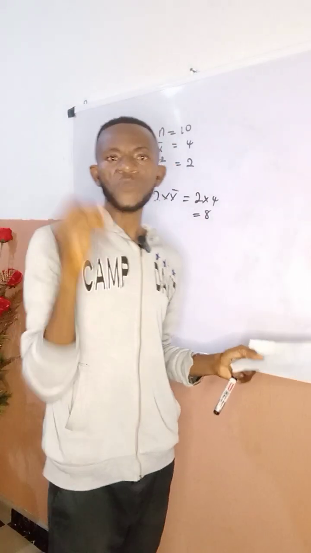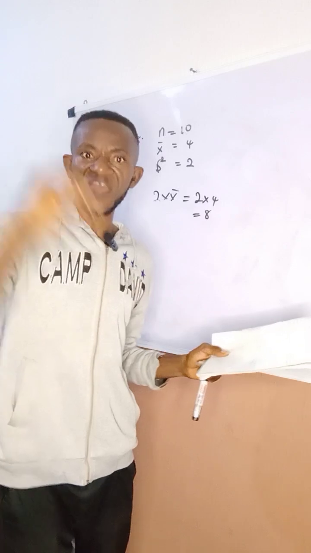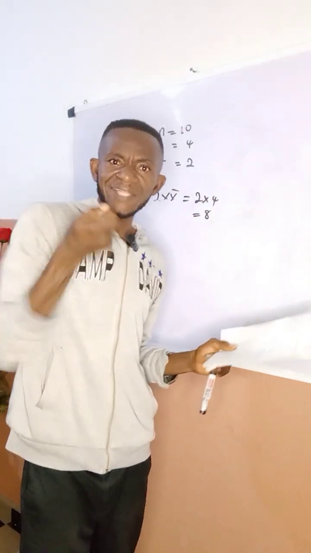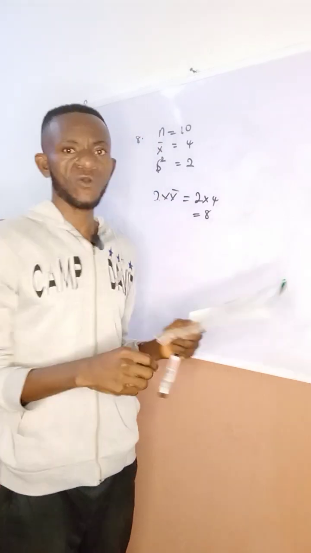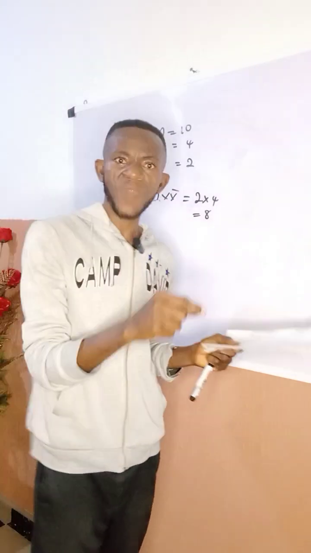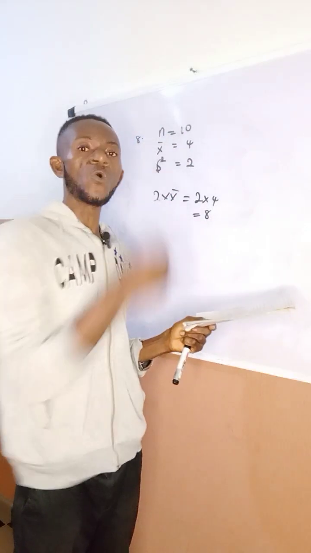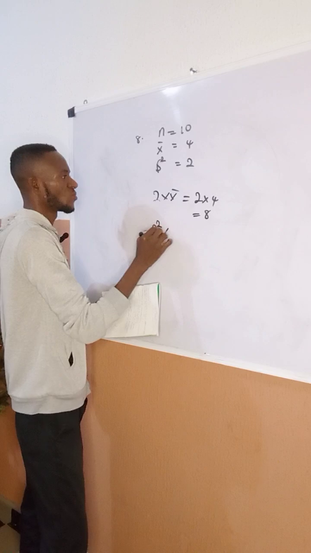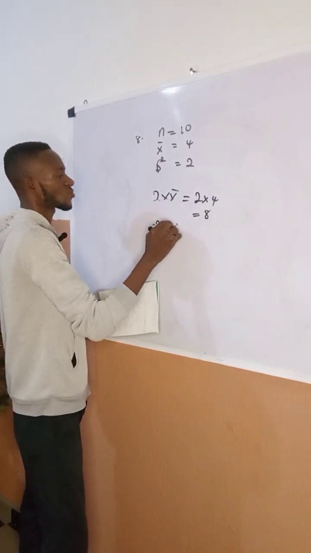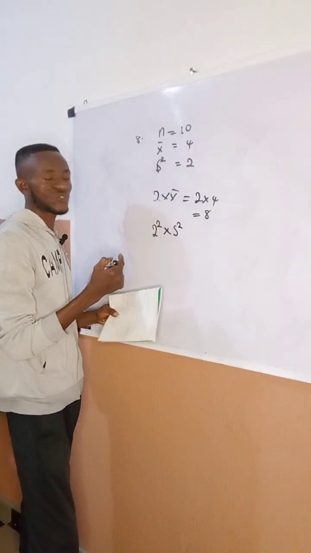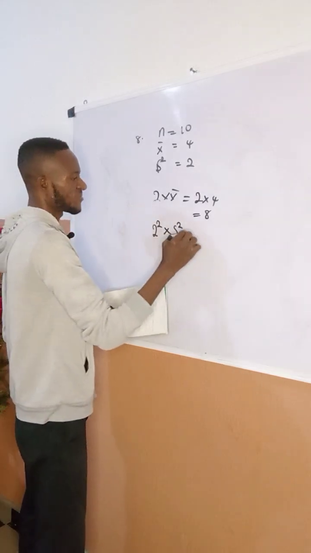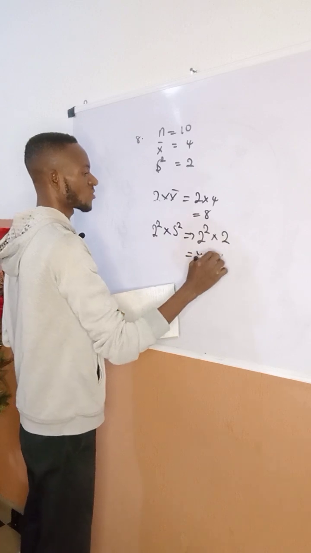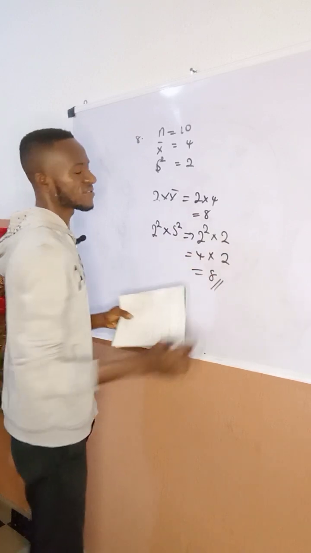And then for us to get the variance of the new series, we are going to square this particular number with which they multiply all the observations before we use it to multiply the variance of the old series. So it is now going to be 2 raised to power 2 multiplied by s squared. And my s squared here is 2. So this becomes 2 raised to power 2 multiplied by 2, which is 4 times 2, which equals 8.